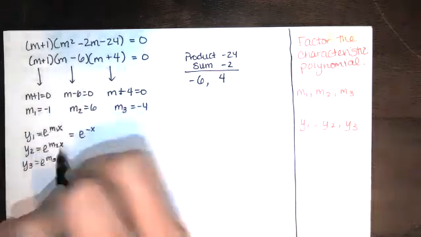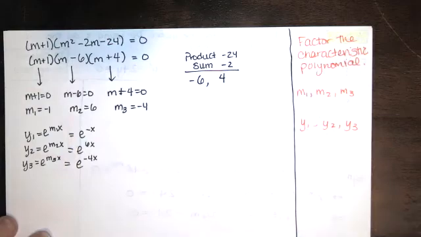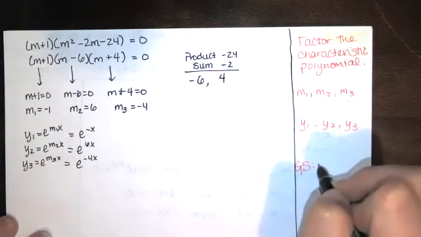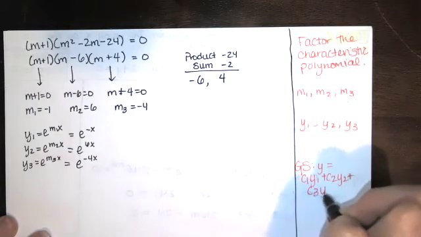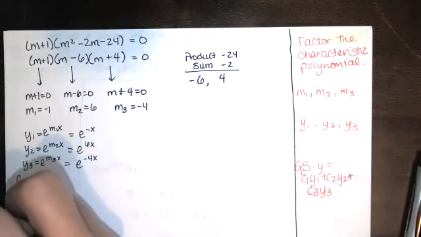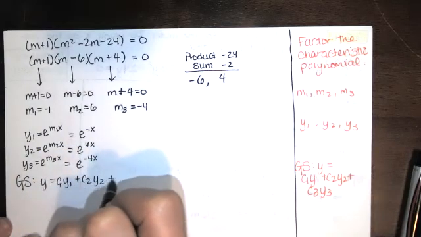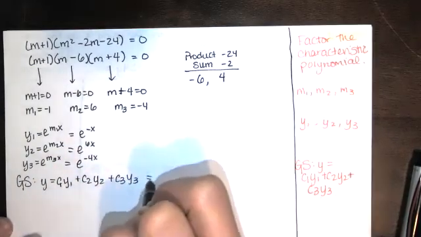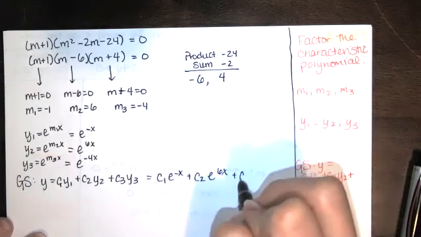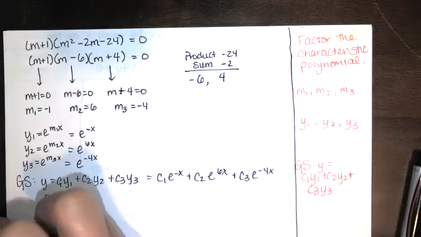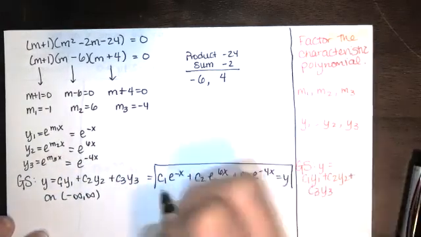So this will be e to the negative 1x, and this will be e to the 6x, and the last one will be e to the negative 4x. And then the general solution is y equals c1y1 plus c2y2 plus c3y3. So that's c1 times e to the negative x plus c2 times e to the 6x plus c3 times e to the negative 4x on the interval from negative infinity to infinity. And that is the general solution, and I believe that's what we were asked for.